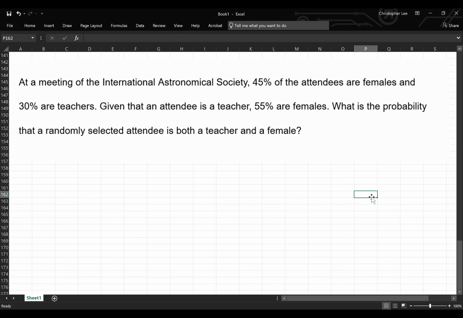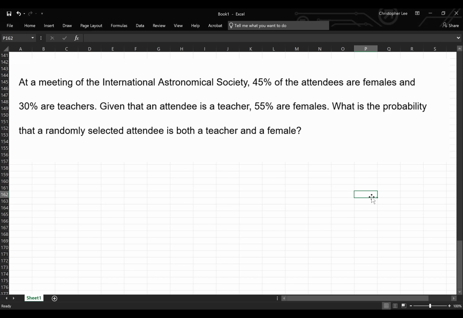So, given that an attendee is a teacher, 55% are females. This is confusing, you always trick us. So which two numbers are you multiplying? Wouldn't it be the 30 and the 55? 0.45 times 0.30. Why the 45? The keywords here are teacher and.